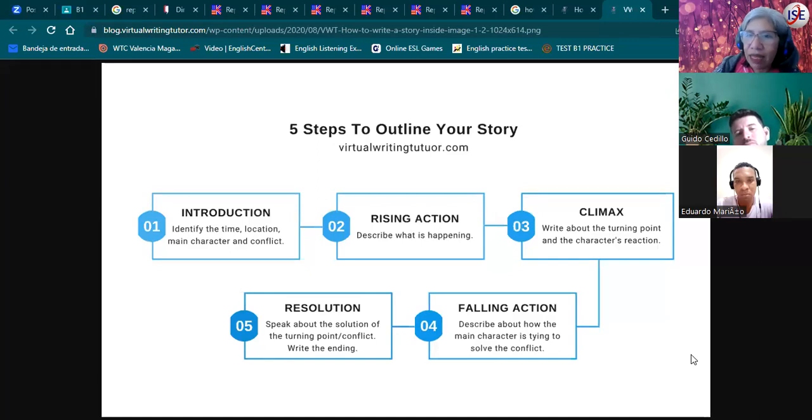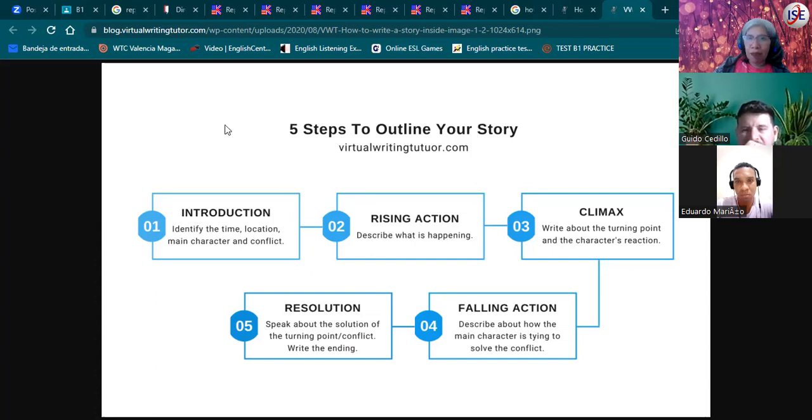This is a schema for beginners, people who are starting to write stories, where you can see how to outline your story, what to include in your story. They say identify the time, location, main character, and conflict. Rising action, describe what is happening. Climax, write about the turning point and the character's reaction. Falling action, describe how the main character is trying to solve the conflict, and resolution, speak about the solution of the conflict, write the ending, okay?